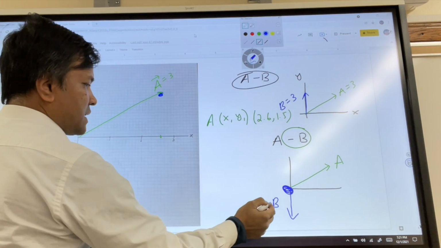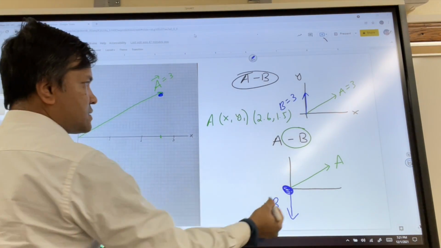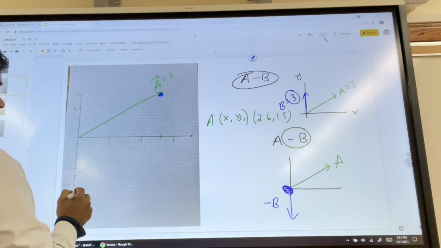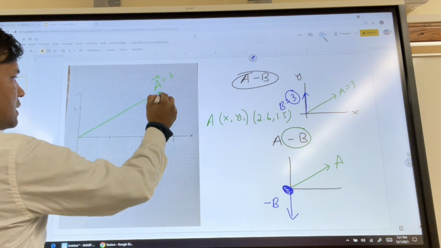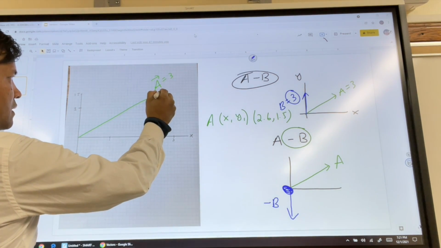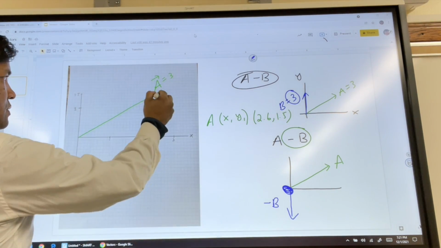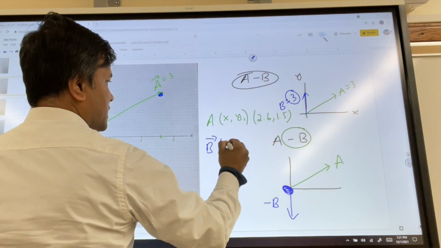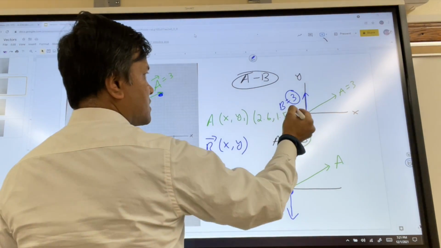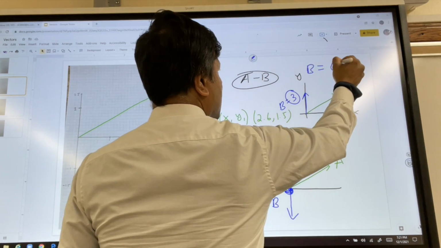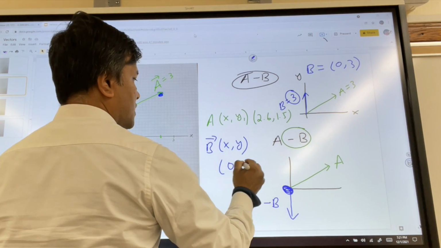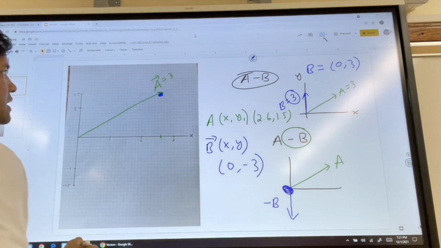And vector b is how long? It is 3. All right, so I'm going to move down 3 units. From here I'm going to go 3 units down. So b, x comma y. The initial b was 0 comma 3. Now this b would be, since this is negative, 0 comma negative 3. So let's go 0 comma negative 3.